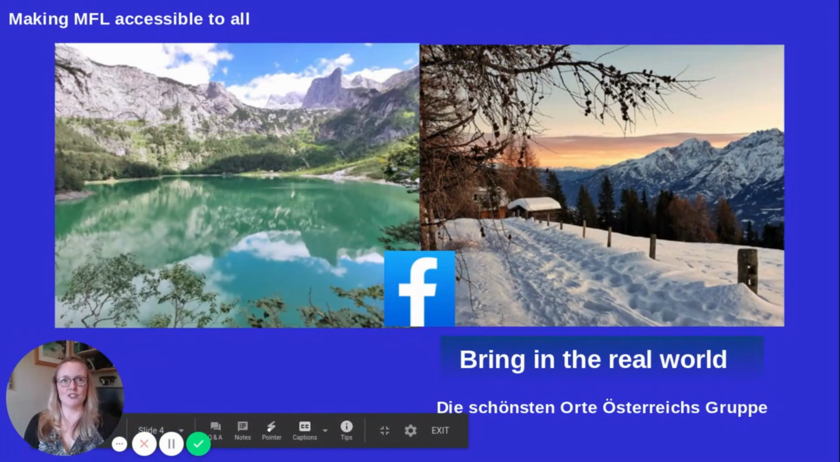What I also like to do is to share pictures of the real world. I might have an image on the board as they're coming in, to inspire them, to show them what Austria in this instance really looks like. Again, I get these pictures from a Facebook group called die Schönsten Orte Österreich Gruppe, and they regularly have people taking beautiful pictures and uploading them there. One brilliant moment this year in early November, the first snow had started to fall in Austria, and I put those pictures up on the board, and it blew my students' minds.